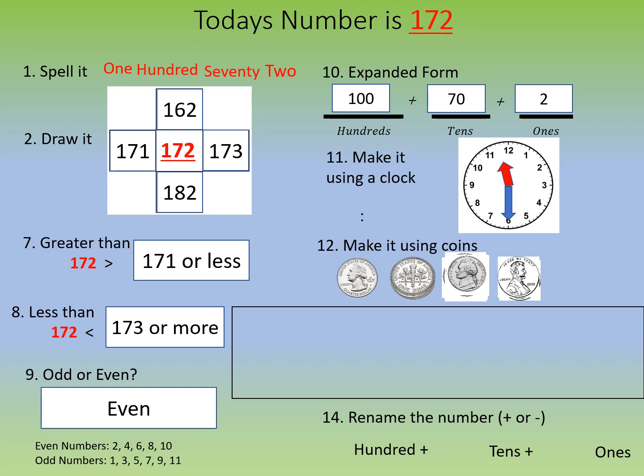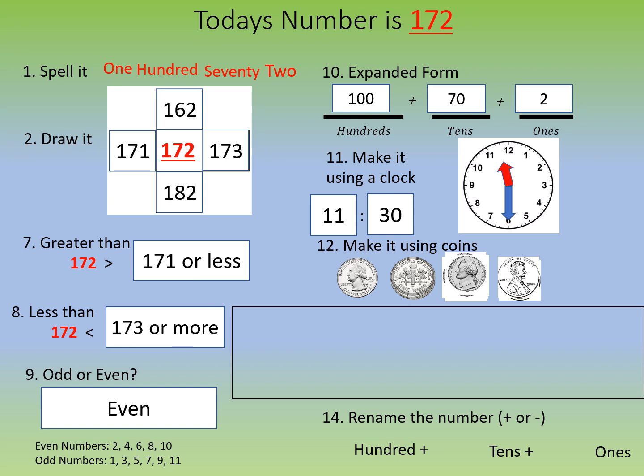What time does our clock say? Our clock says it's 11:30 because the red short hand is between the 11 and 12, and the blue long hand is halfway around the clock. It's pointed at the 6. So we know it's 11:30. Then we need to use coins to make 172.